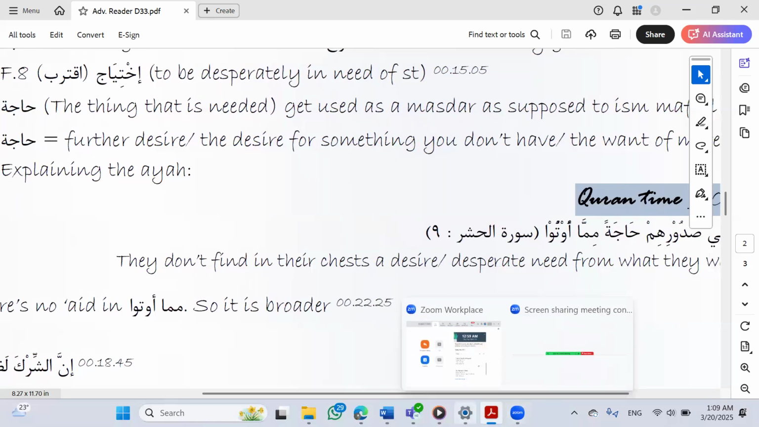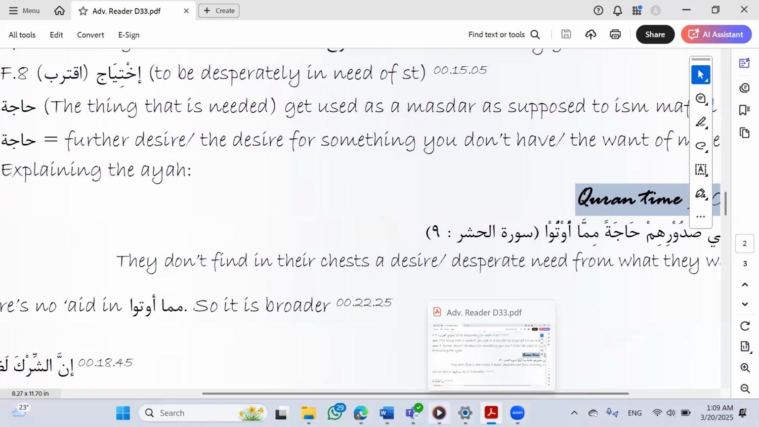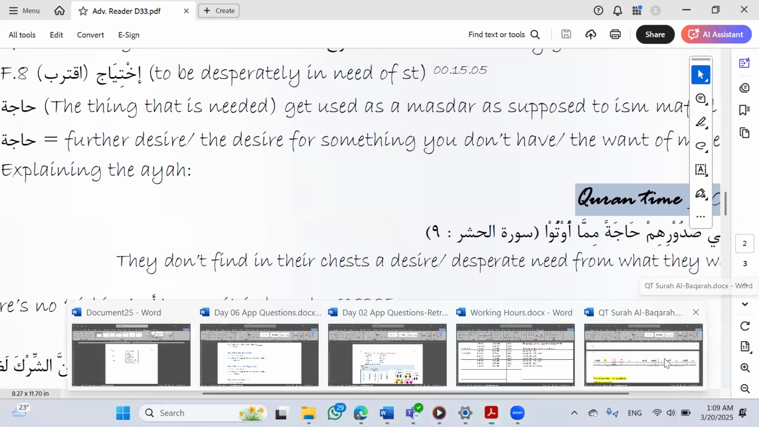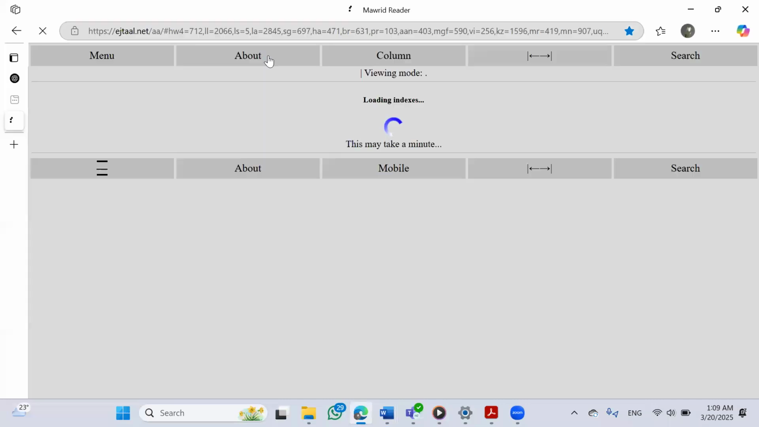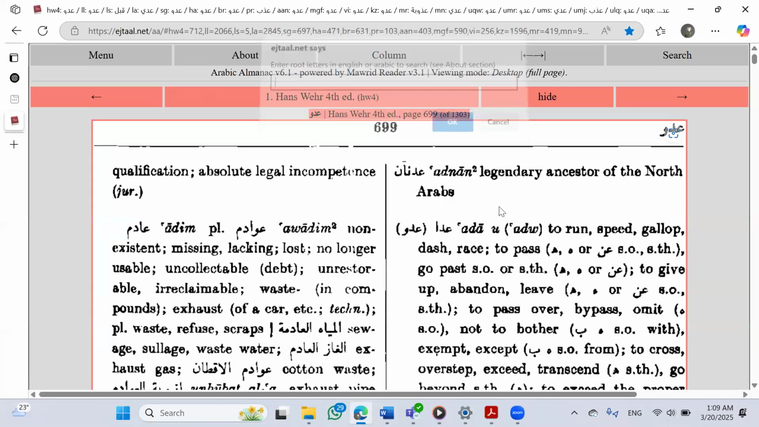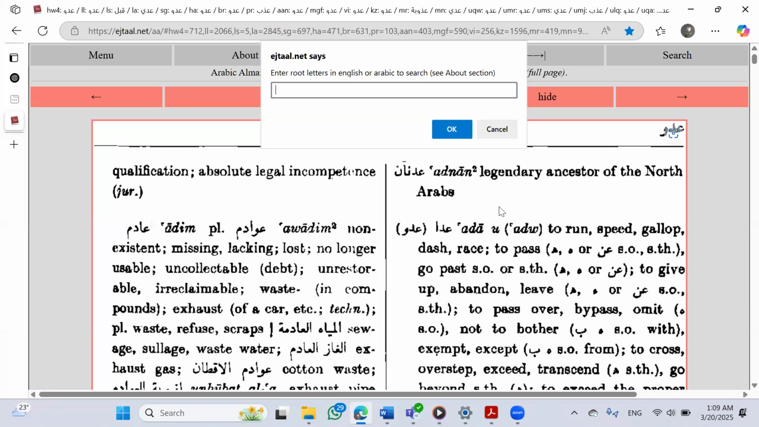Okay, that's it. So ta marbuta, we have to, for example, for the word solah, what does ta marbuta do here? Let's check one more time. Solah.